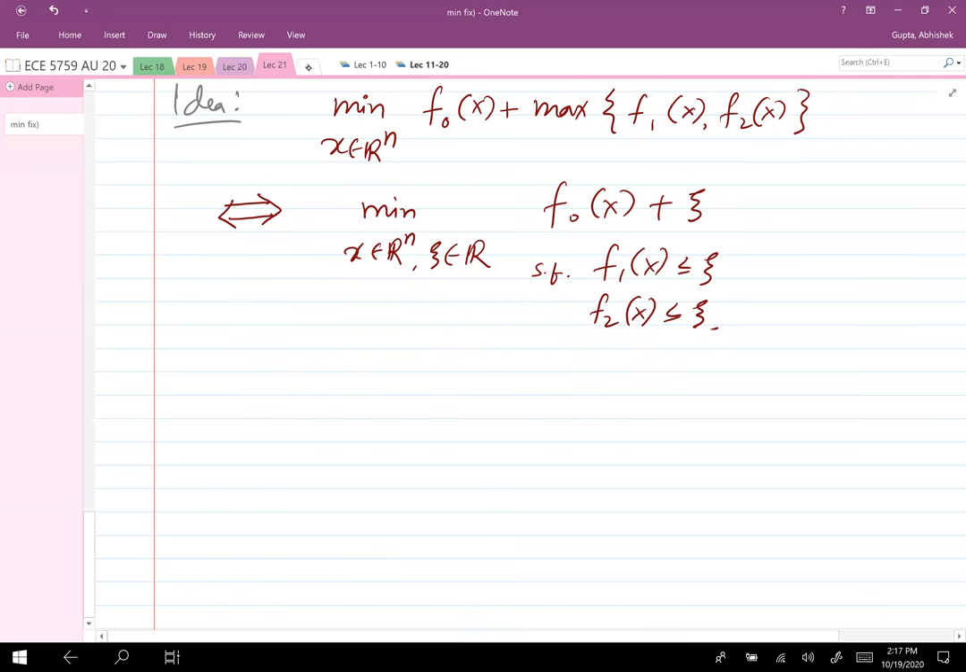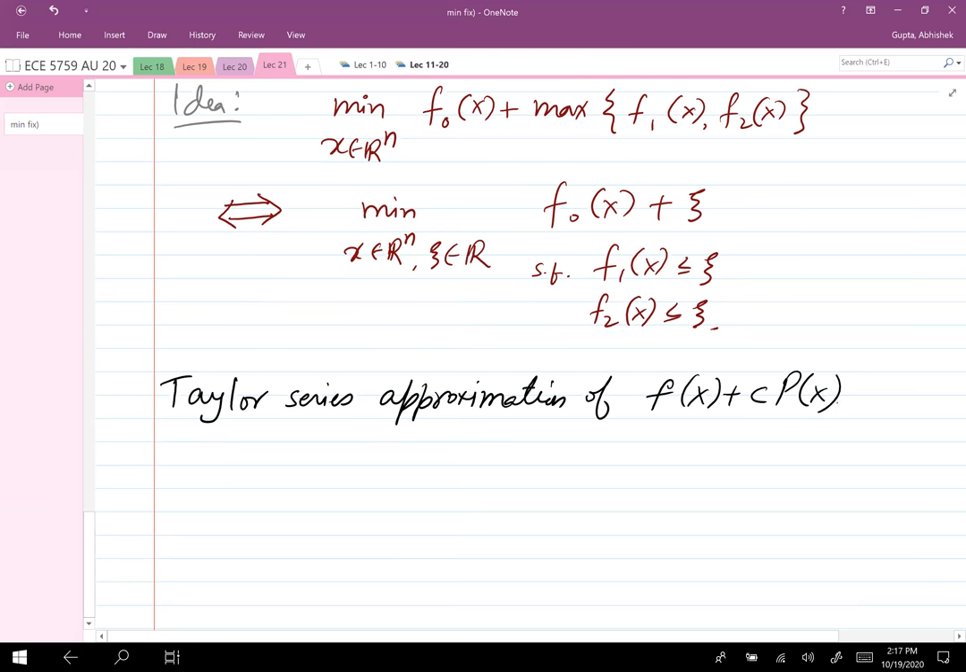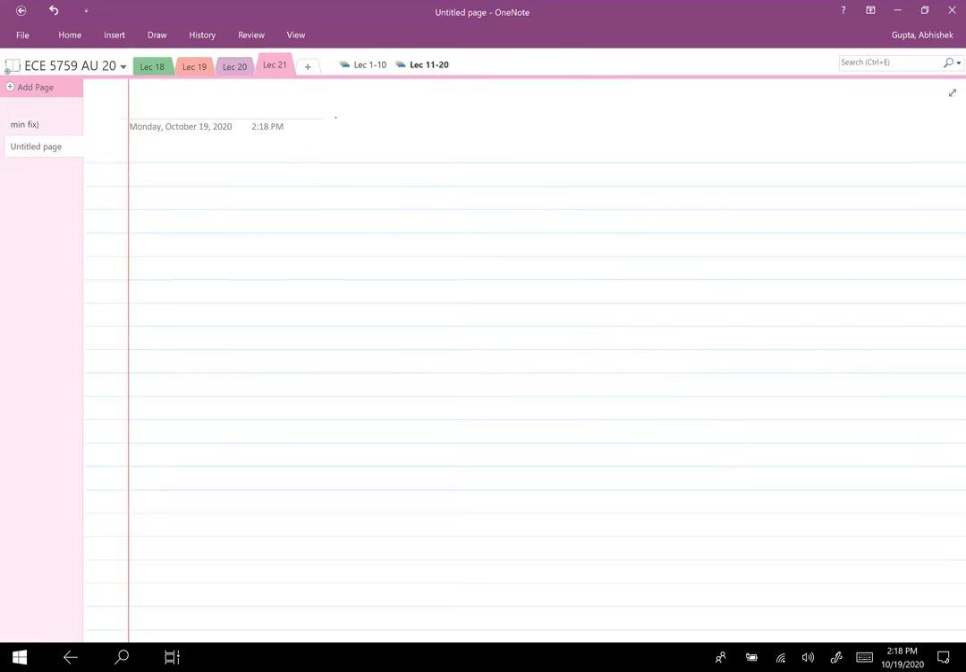Okay, so let's try to do Taylor series approximation. Actually, let me do it on a separate page. If you have any questions, you can ask me now.